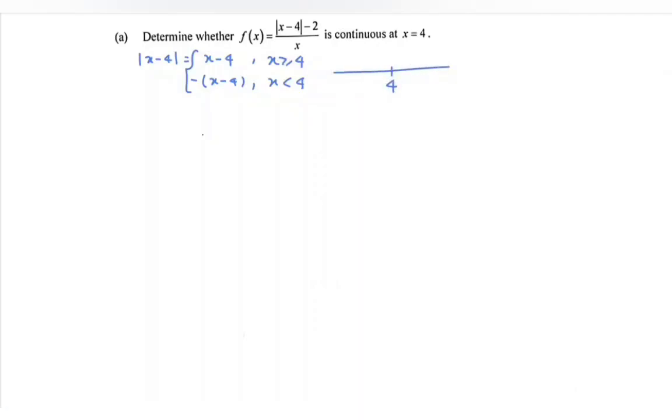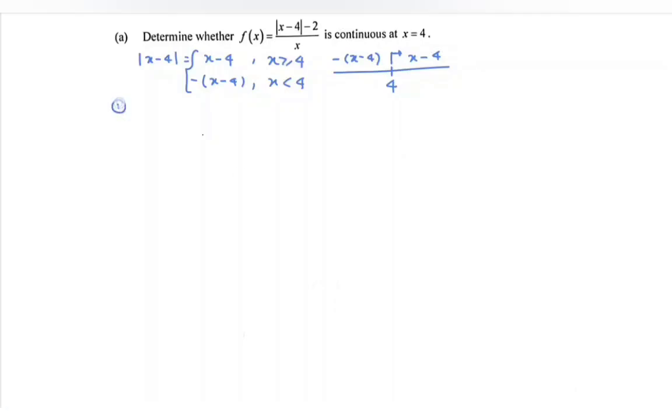So for the left hand side, we have x less than 4. So here we have -(x - 4). For the right hand side, we have x - 4. So if it's equals to 4, we have x - 4 as well. Next, kindly focus on the question. The question mentioned about the continuity.